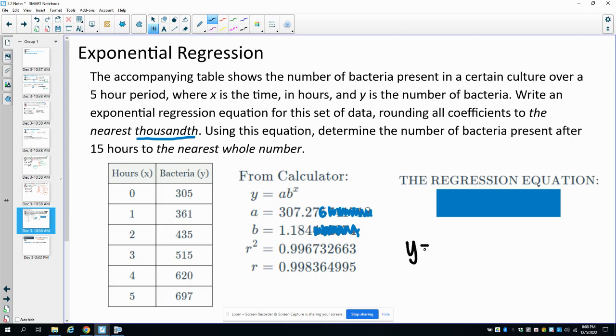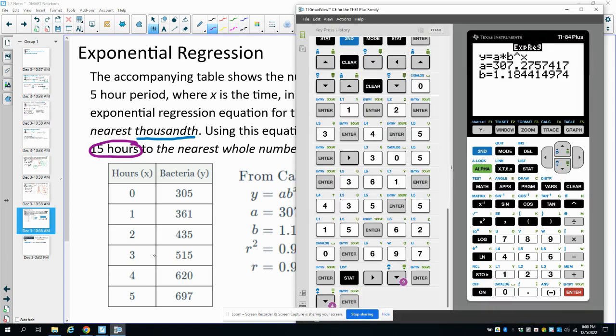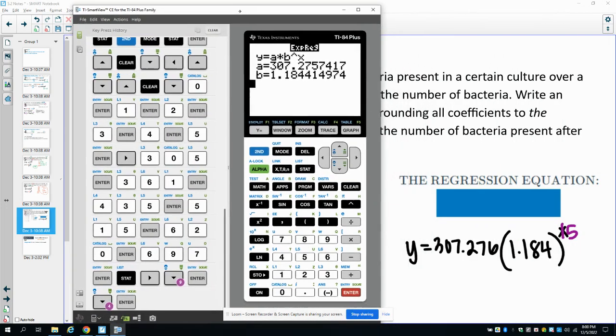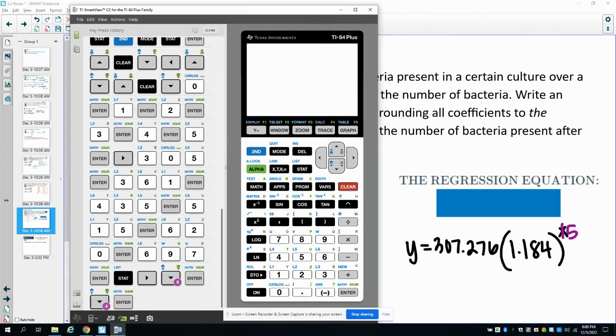Now we write the equation: y equals, and our A is 307.276, times the B value, 1.184, to the X. So here's our equation. Now we want to use that equation to determine how much is left after 15 hours. We just want to plug 15 in for X, so we're going to go back to our calculator and use our model to do that.